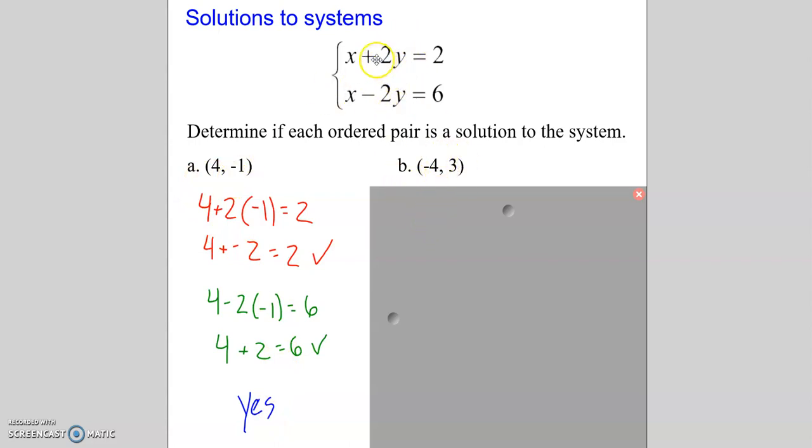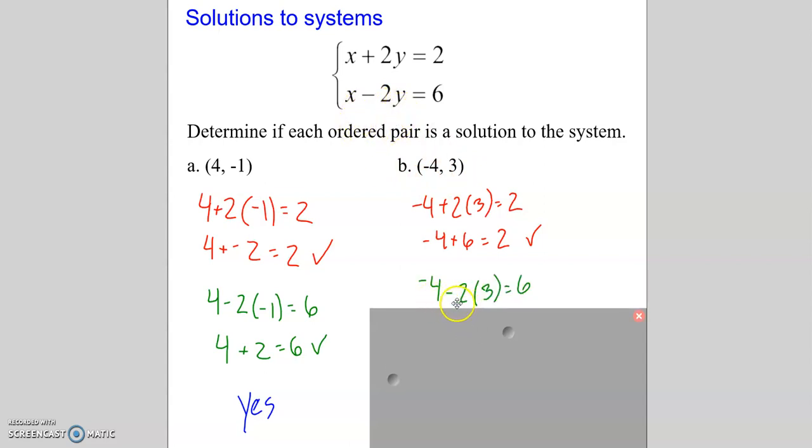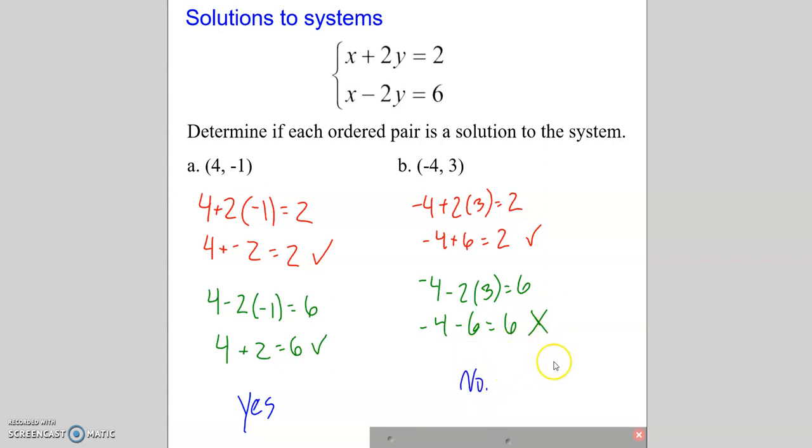Now, if we take this point and plug in a -4 for x and a 3 for y, you can see I get -4 plus 2 times 3 equals 2, and that gives me -4 plus 6 equals 2, and that is true. Then I take that same point and plug it into my second equation. That gives me -4 minus 2 times 3 equals 6, which gives me -4 minus 6 equals 6, and that is definitely not true, which means this point is not a solution to this system. Even though it works in one of the equations, it doesn't work in the other one, so it is not a solution.